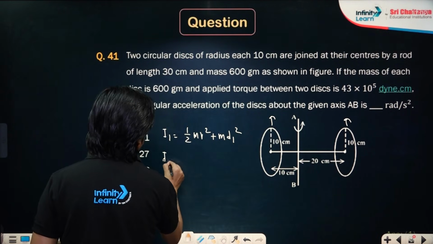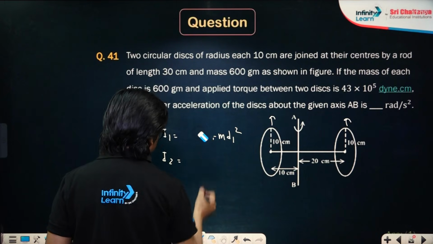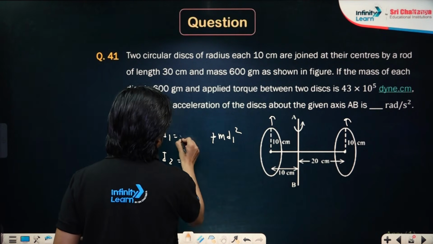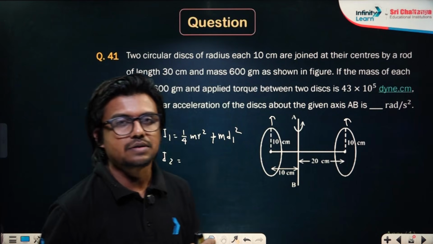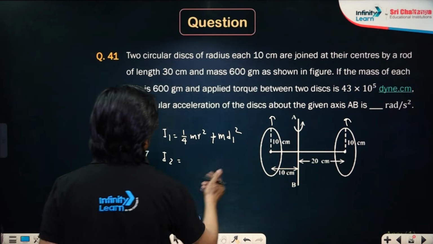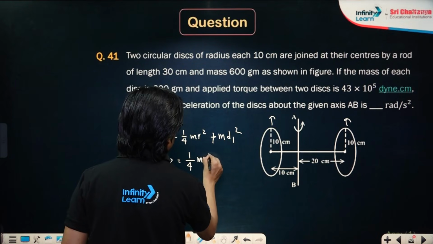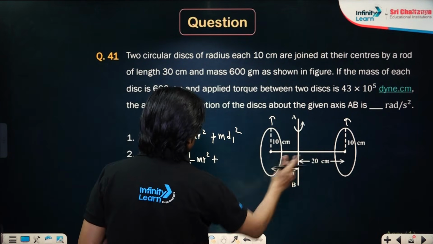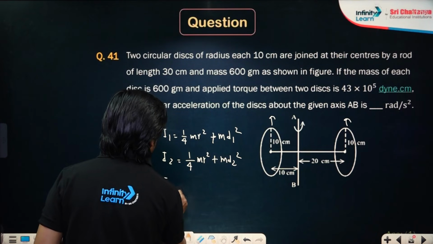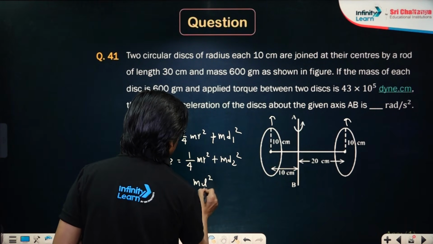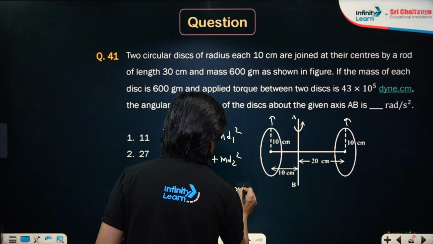Then I2 you can write, I2 is equal to, okay, 1 by 4 here, not 1 by 2. About the diameter, 1 by 4 m r square is the moment of inertia for a disc. Then you can write for the second one, it is 1 by 4 into small m r square, plus m d2 square. For the rod, moment of inertia you can write as m l square divided by 12 plus m x square.